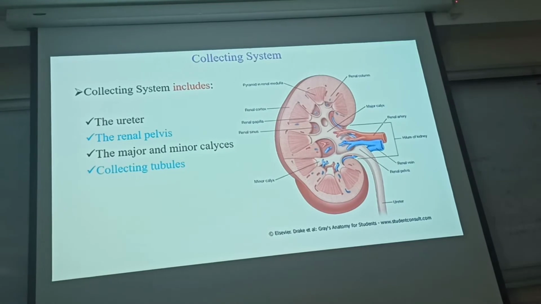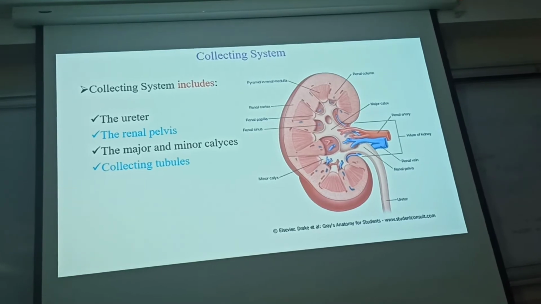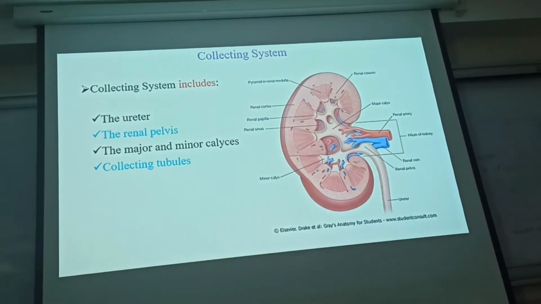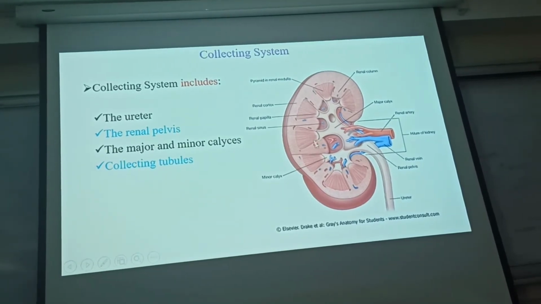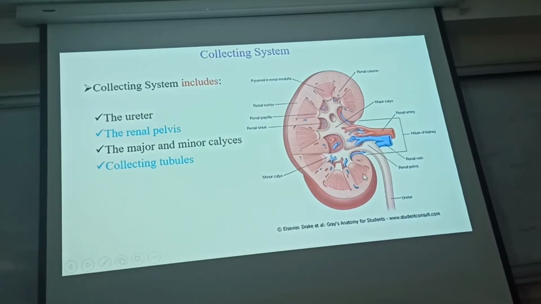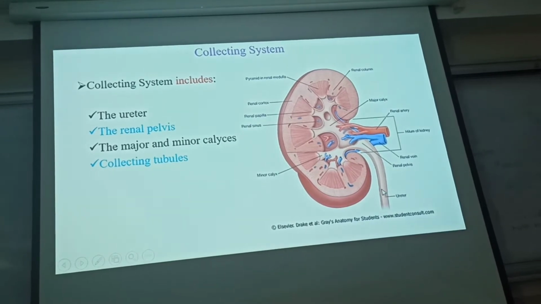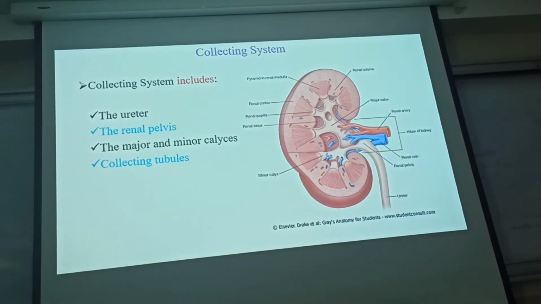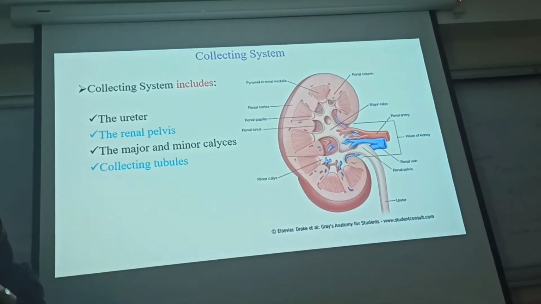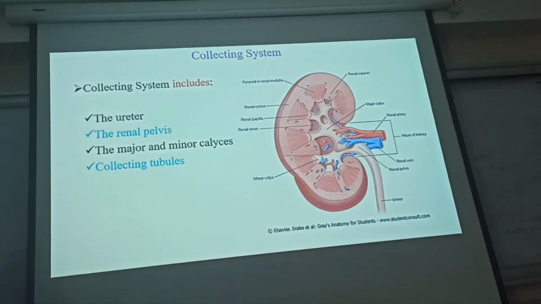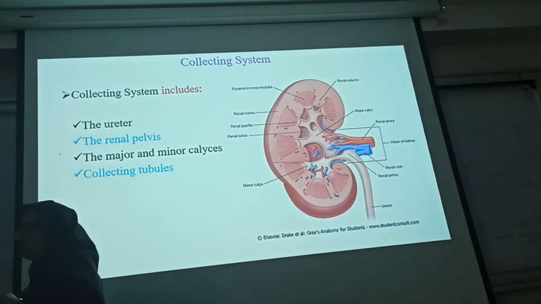Anatomically, the collecting system or collecting parts of kidney consist of many structures such as collecting tubule, minor calyx, major calyx, renal pelvis, and ureter. Collecting system consists of ureter, renal pelvis, major and minor calyx, and collecting tubules.